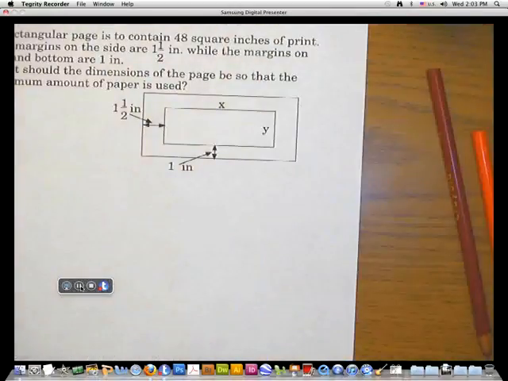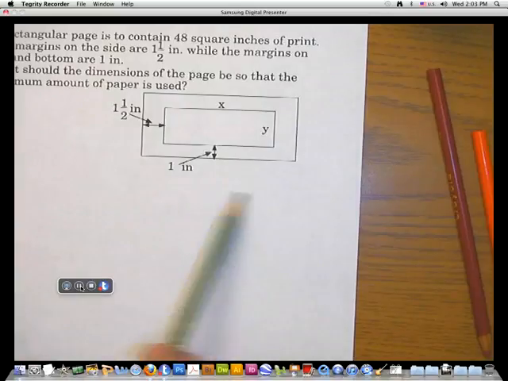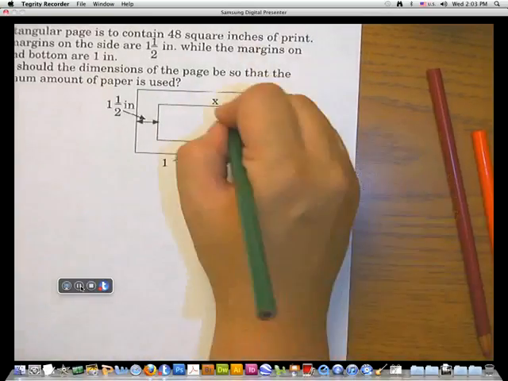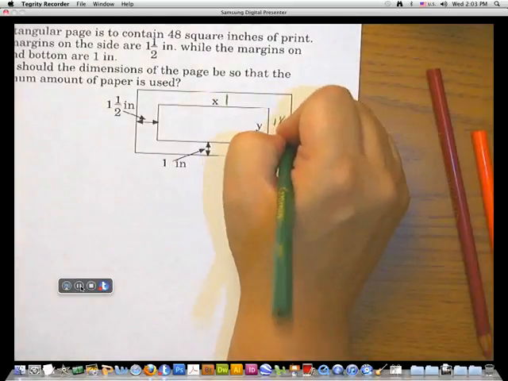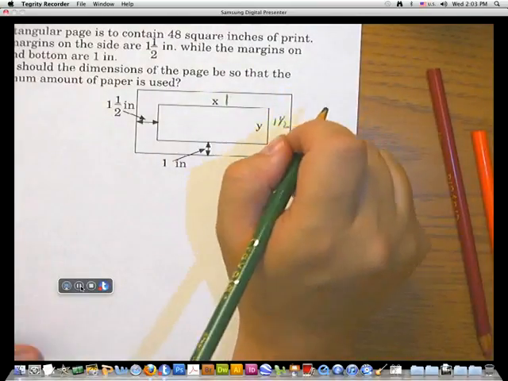And our last problem. A rectangular page is to contain 48 square inches of print. The margins on the sides are 1.5, top and bottom are 1, so they give you the diagram of what all of that looks like. Keep in mind whatever's at the bottom goes to the top and whatever at the left goes to the right.